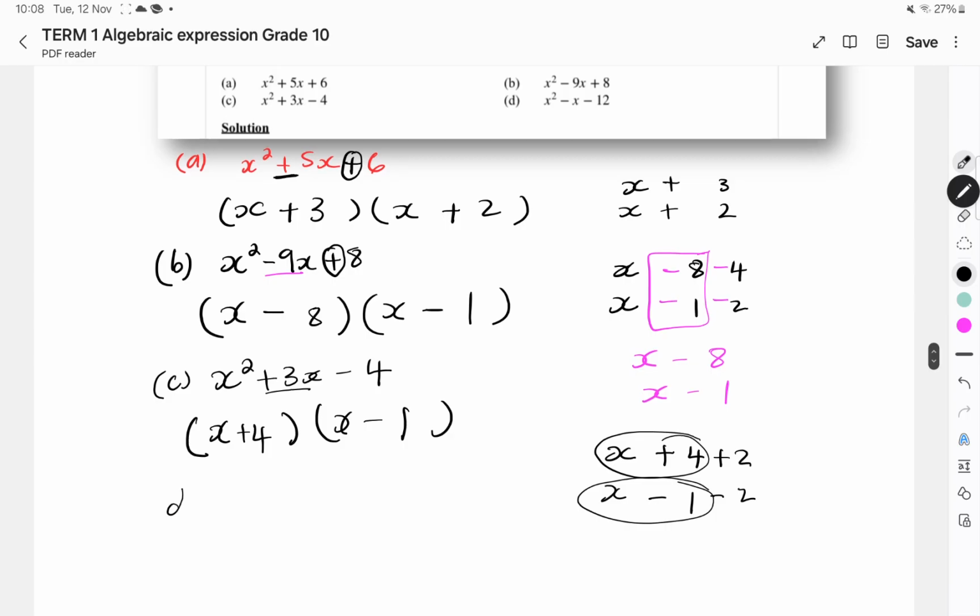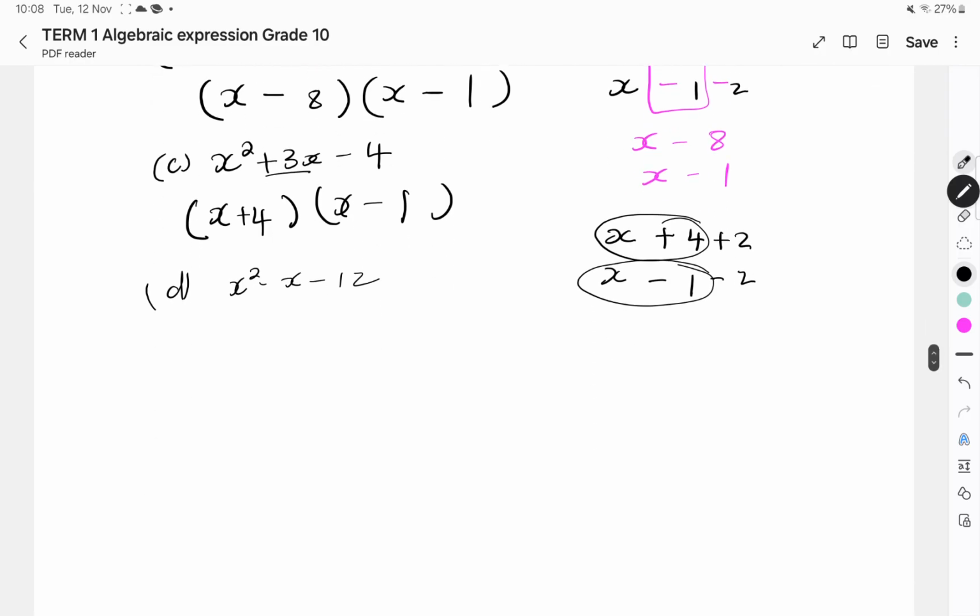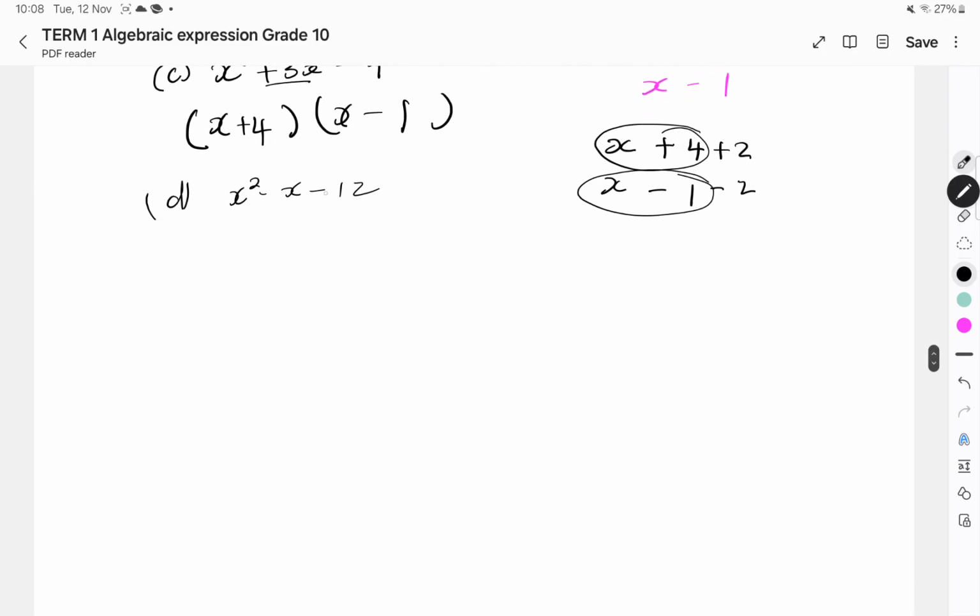Let's do number D. Number D, I'm having x squared minus x minus 12. The last term is minus, so I'll have signs that are different. The bigger number will take the minus sign of the middle term. So this will be x and x. Factors of 12 are 12 and 1, 6 and 2, and 4 and 3. I always start with my factors like this, so that you're always on par.